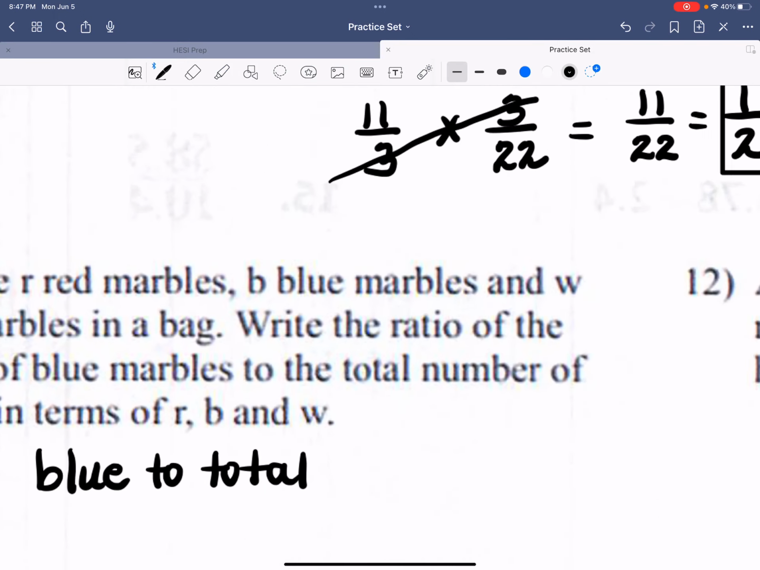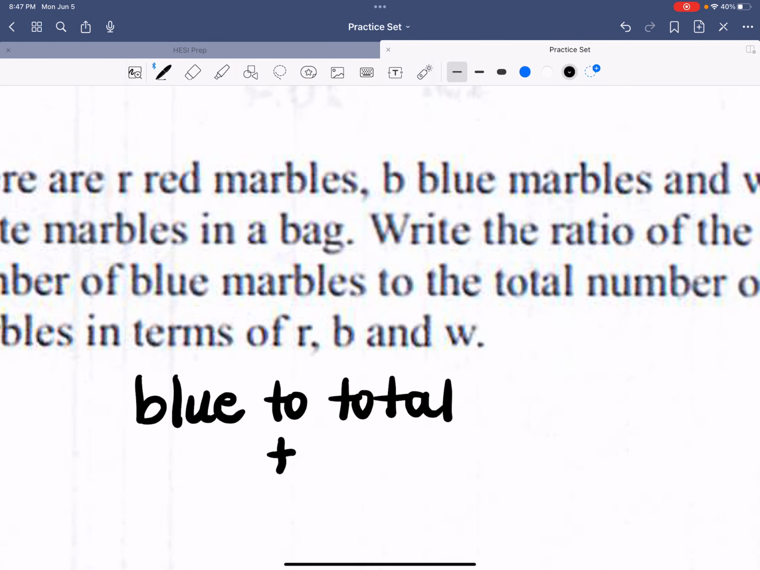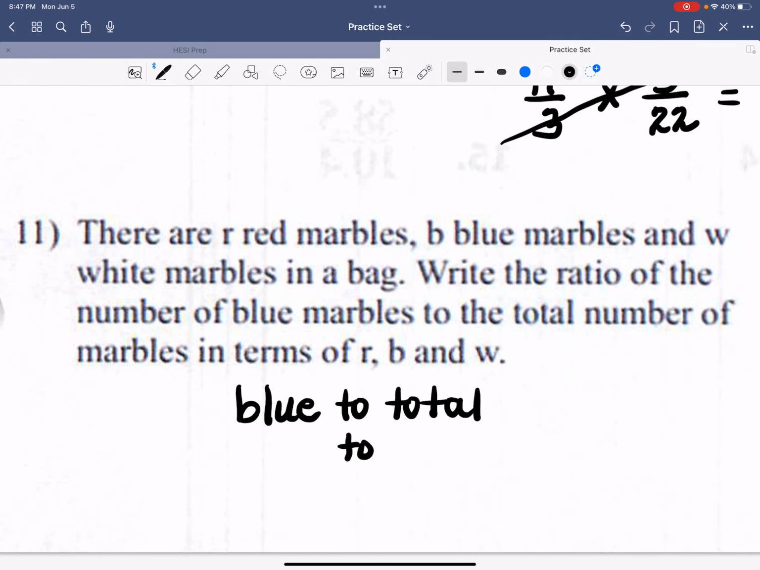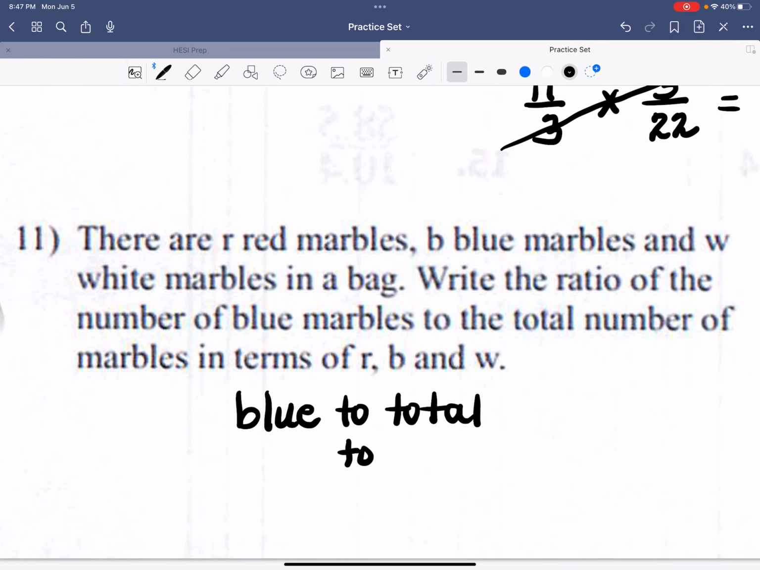I'm going to bring the word to on down. So what are they calling the blue marbles? They're calling them the B's. So B. How do you get a total? You add, right? So what would we add? We would add the R plus the B plus the W. And that's our answer. We could write it this way.